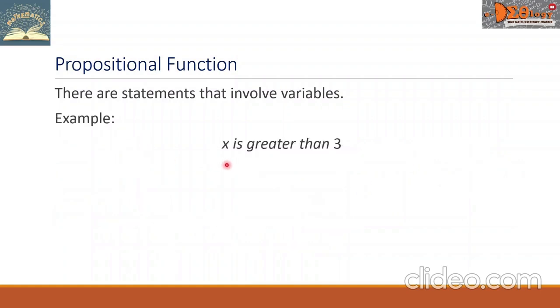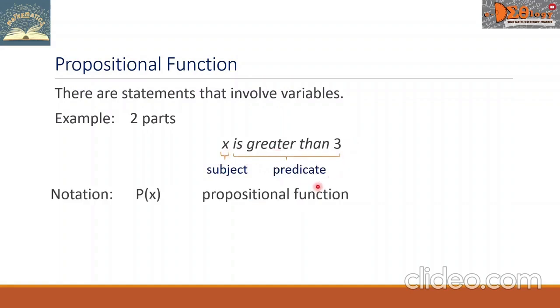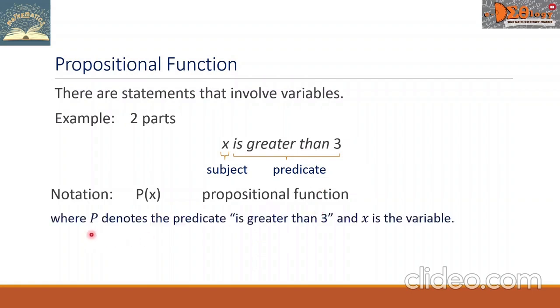We have here one example: x is greater than 3. In this example, we have two parts. The first part is the x, and we call that the subject. The phrase "is greater than 3" is called the predicate. Now for the notation, we write capital P of x, and we call this the propositional function, where P denotes the predicate "is greater than 3," and x is the variable, or we say the subject.